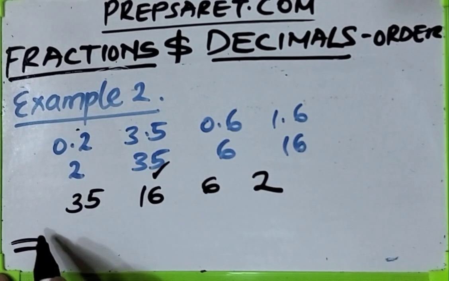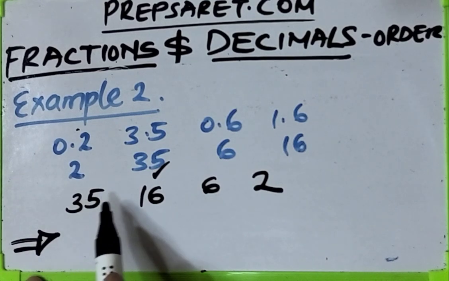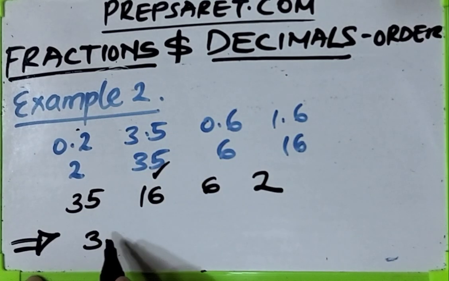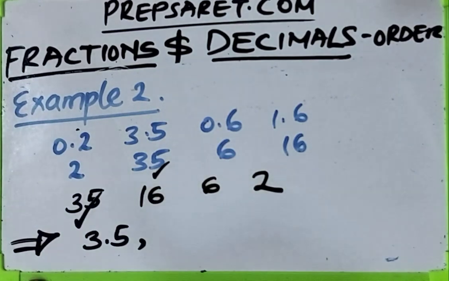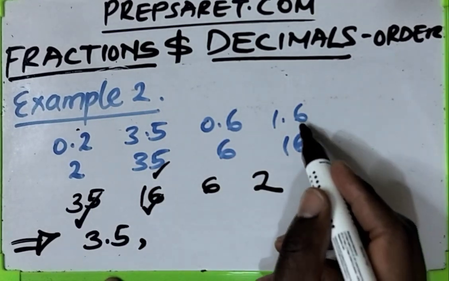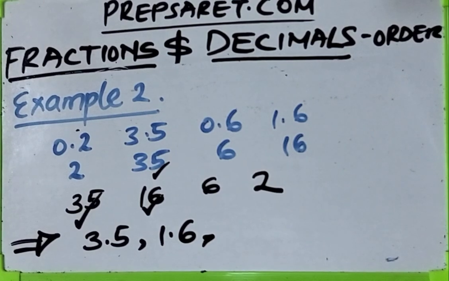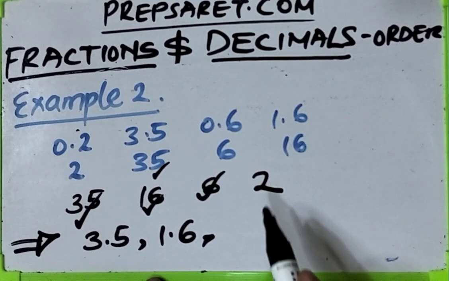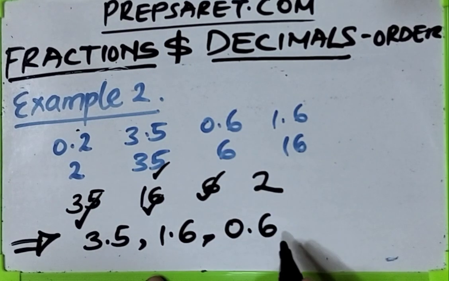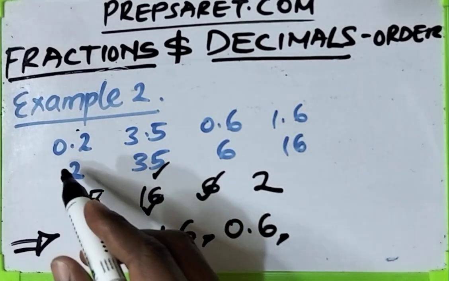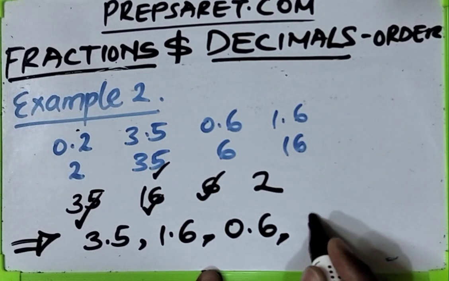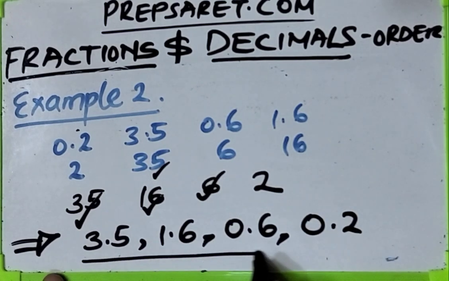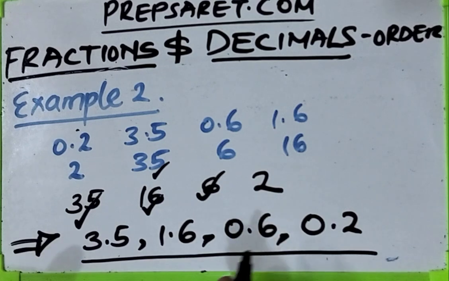So in answering the question now, 35 corresponds with 3.5, so 3.5 is the largest, followed by 16, which corresponds with 1.6, followed by 6, which corresponds with 0.6, and finally 0.2 as the smallest. We have answered the question of arranging these numbers in descending order, from the largest to the smallest.